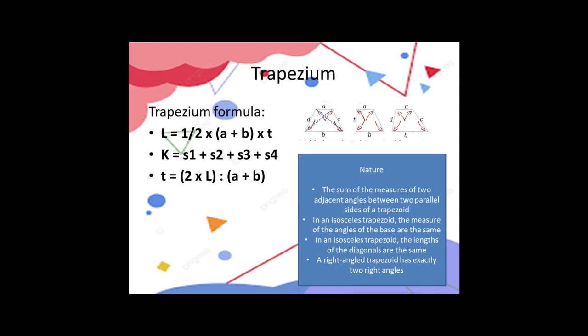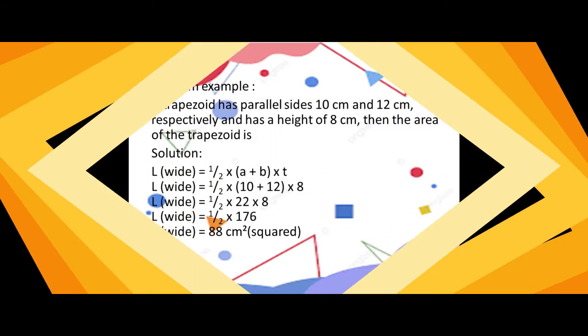Properties: 1. The sum of the measures of two adjacent angles between two parallel sides of a trapezoid is 180 degrees. 2. In an isosceles trapezoid, the measures of the base angles are the same. 3. In an isosceles trapezoid, the lengths of the diagonals are the same. 4. A right angle trapezoid has exactly two right angles.